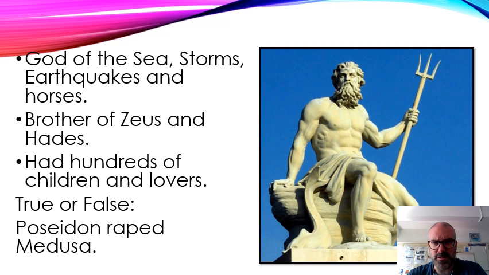So Poseidon, god of the sea, storms, earthquakes and horses, brother of Zeus and Hades. He had hundreds of children and lovers, both male and female. But true or false, Poseidon raped Medusa, she of the snaky hair. It's true, and it's a classic story, if you like, of the unfairness of the gods.